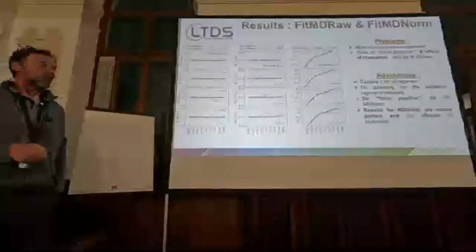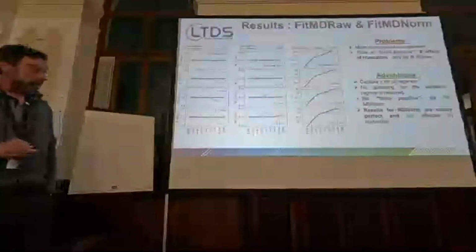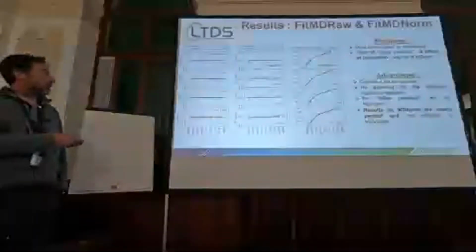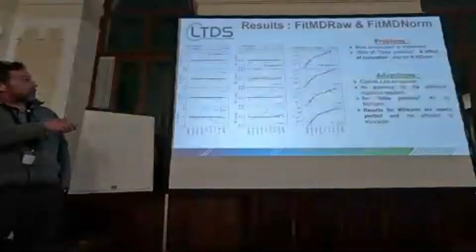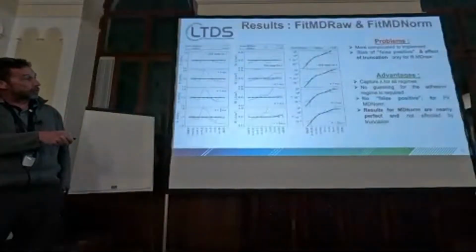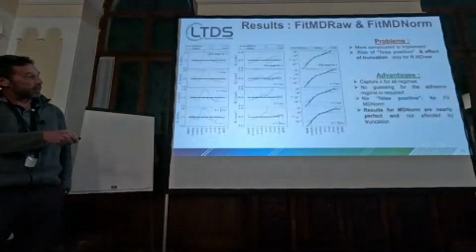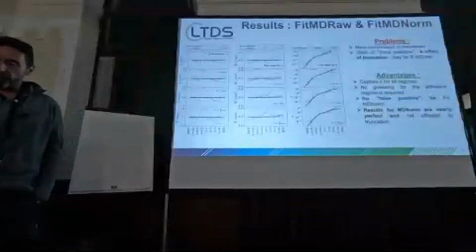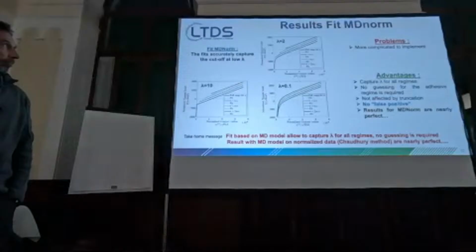Fits performed with the normalization are nearly perfect. You can see a tiny difference between the result and the expected value for all those blue curves, maybe a little bit here at high truncation for high Tabor parameter.